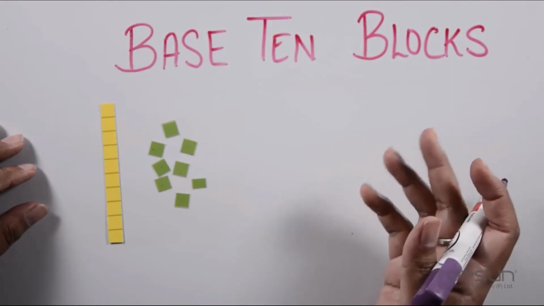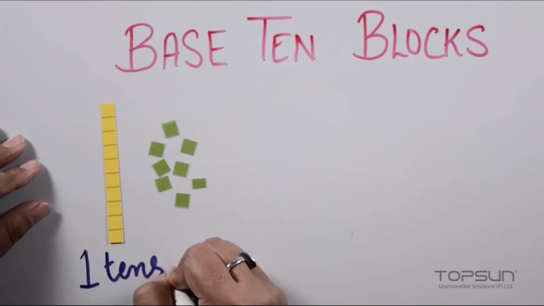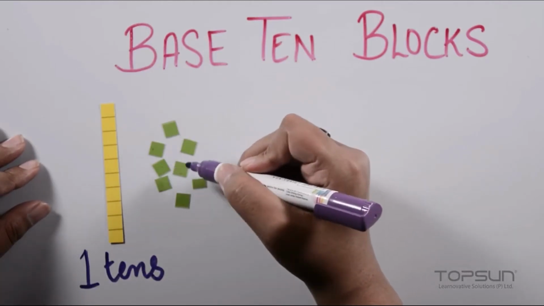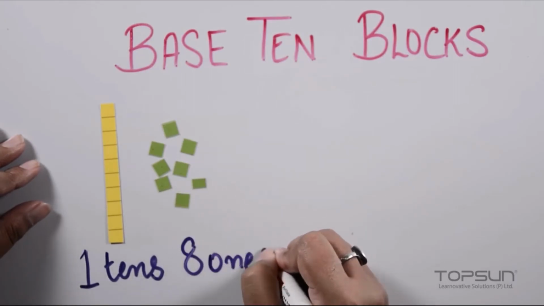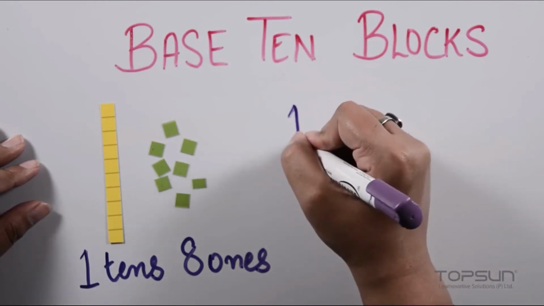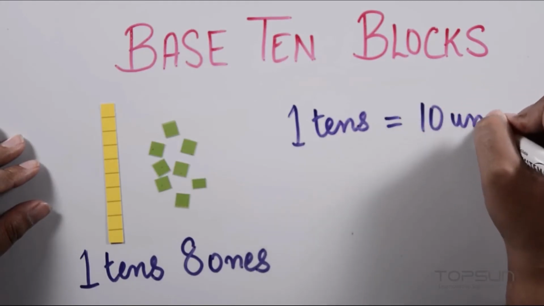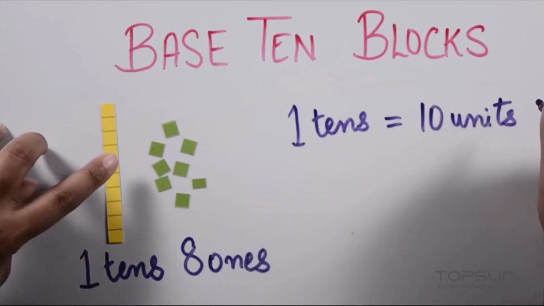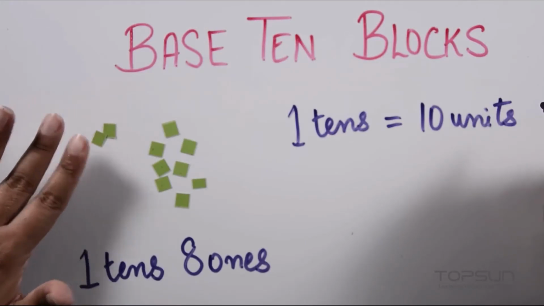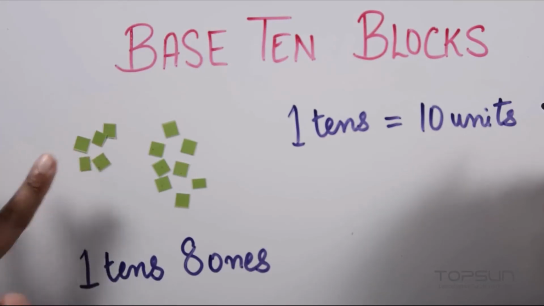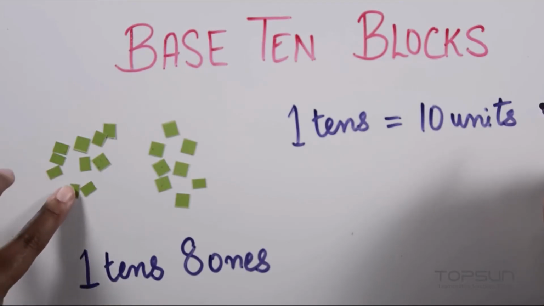Now let's see what the number is. We have here 1 ten rod and 1, 2, 3, 4, 5, 6, 7, 8 units. So 8 ones. As we know that a ten is made up of 10 units, so we can replace our ten rod with 10 units. Here 1, 2, 3, 4, 5, 6, 7, 8, 9, 10.